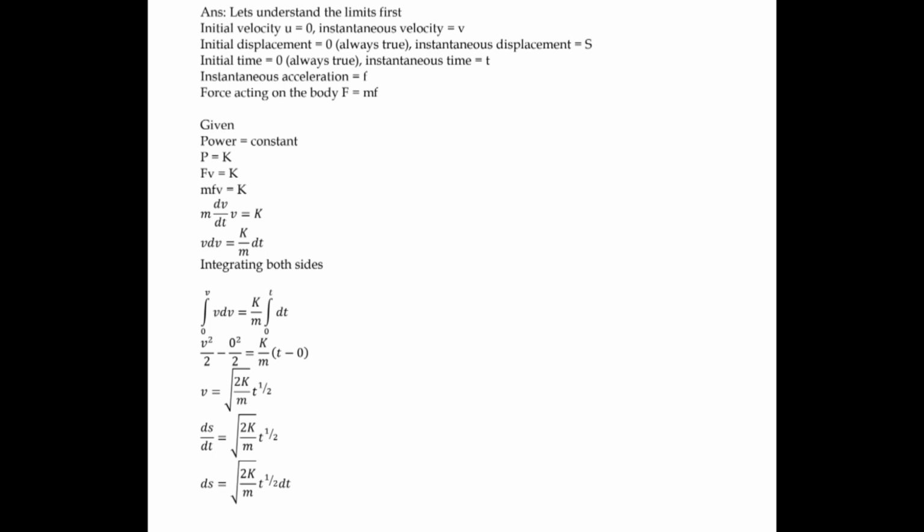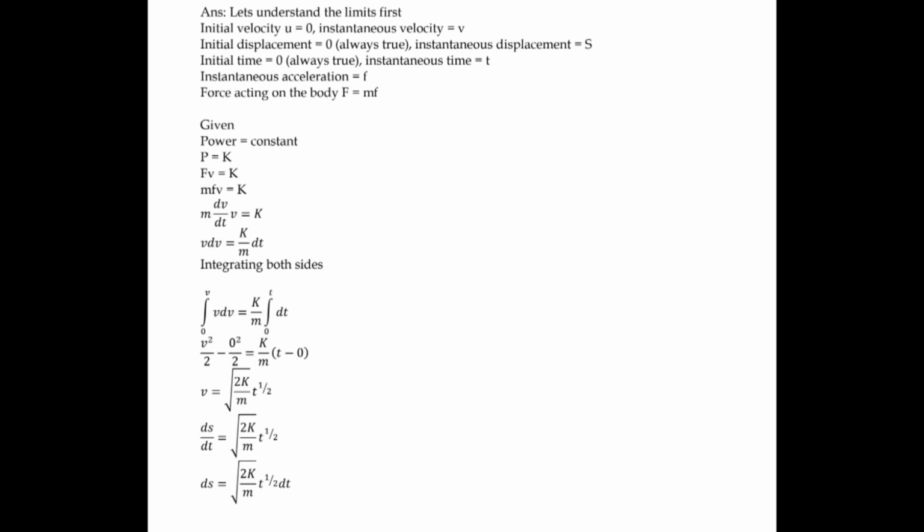As we all know, the power is constant and the power is given by the product of force and velocity. So we have put m into small f in terms of the force, and the velocity is kept as v. That is equal to a constant. Now we know that the acceleration can be written as derivative of velocity, which is dv/dt. So f is replaced by dv/dt and small v is there. Now if we rearrange the terms, it becomes v dv equals k by m into dt.